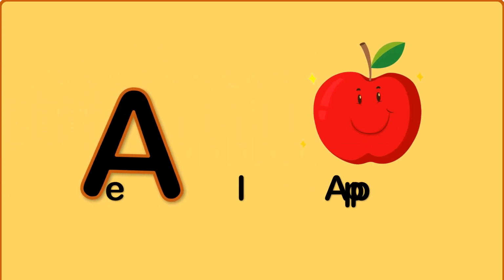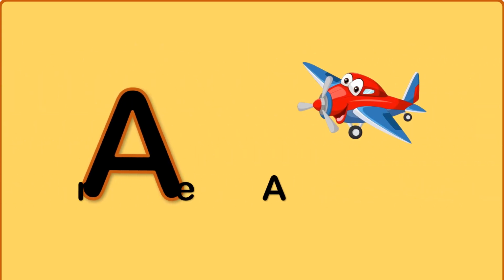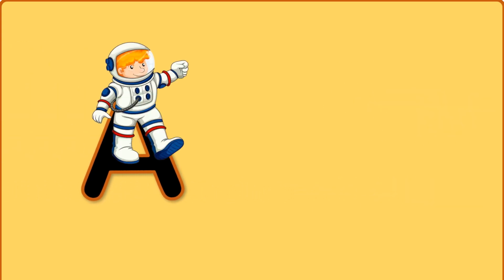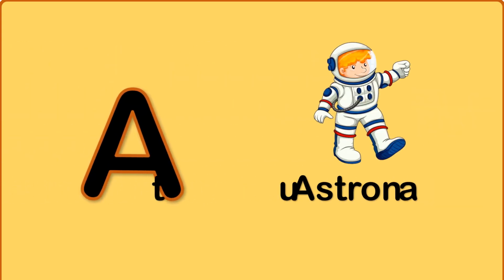The first letter we're going to learn is the letter A! This letter is very special! Let's find some words with the letter A! A is an apple! A is an airplane! A is an astronaut! This is how we write the letter A!